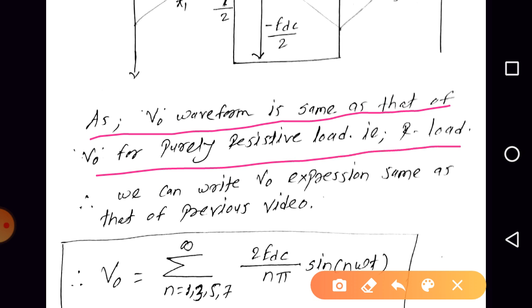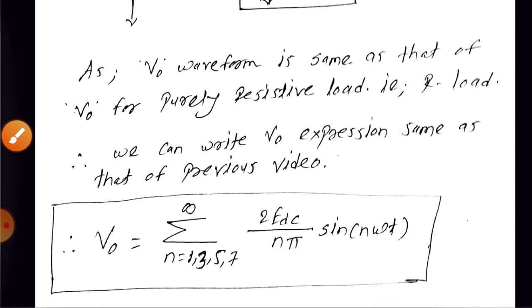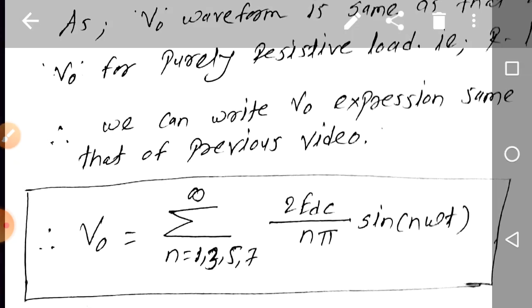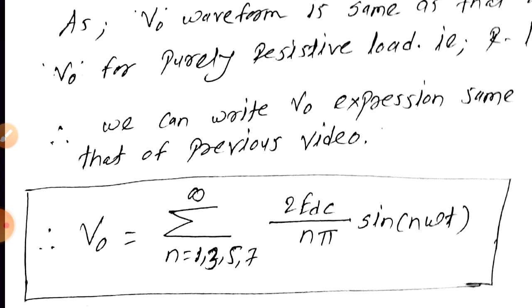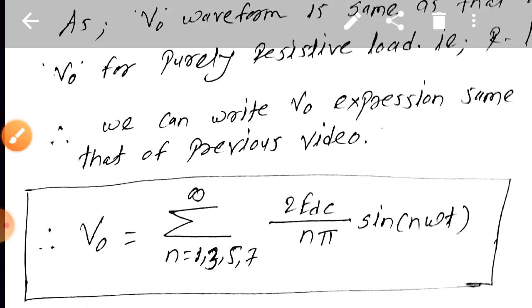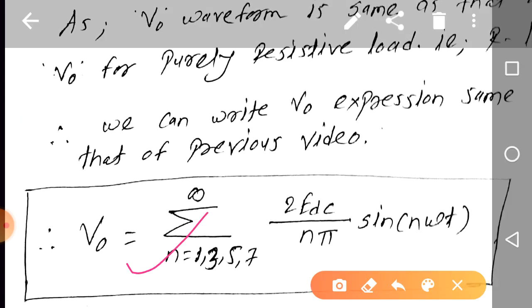we can write the V0 expression, which is the same as that of the purely resistive load. So what was the V0 expression? The waveform consisted of only odd harmonics, right? Means for n equal to 2, 4, 6, 8, 10, etc., the resultant output voltage will be 0. The waveform consists of only odd harmonics. So here V0 is equal to summation over n equal to 1, 3, 5, 7, 9 up to infinity of 2 EDC by n pi into sine of n omega t.